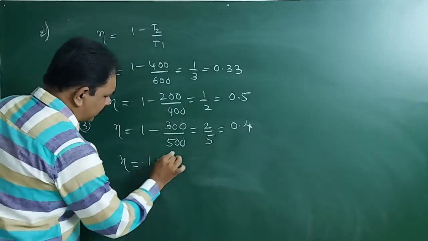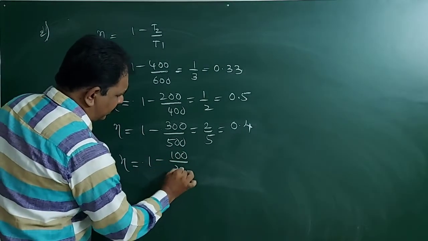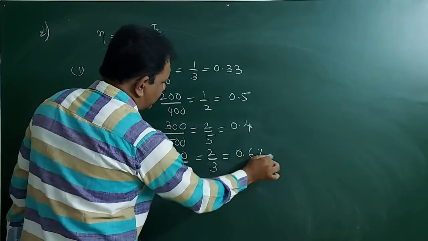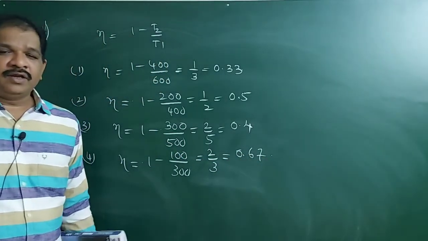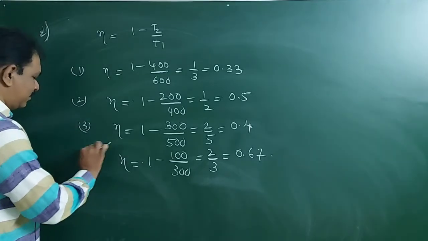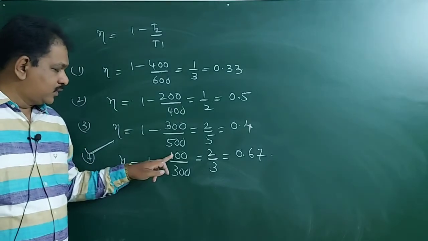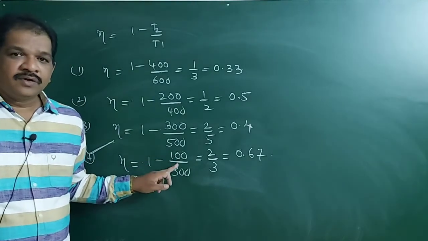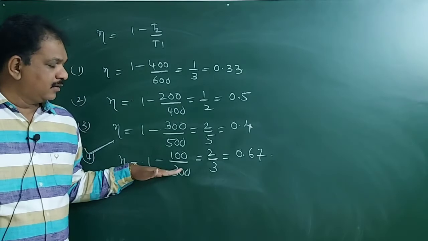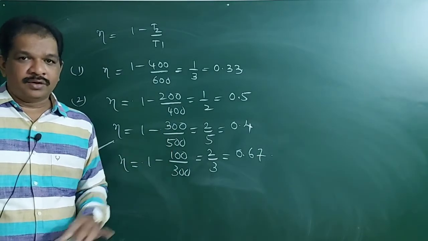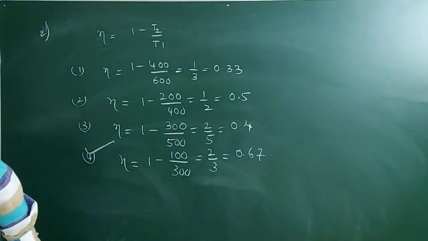Fourth option, 100 and 300. 1 minus 100 by 300, this value will be 2 by 3, 0.67. Where is efficiency more? Here. When the temperatures of sink and source are 100 and 300, the efficiency of the heat engine will be more. Okay. Next.